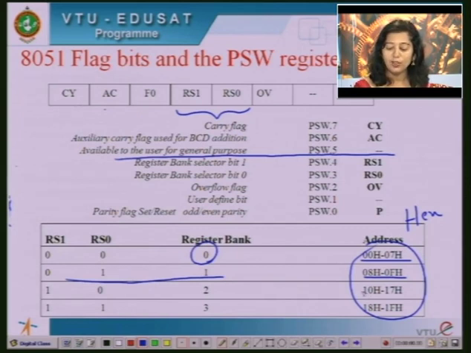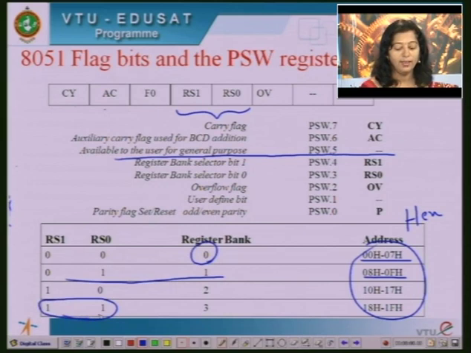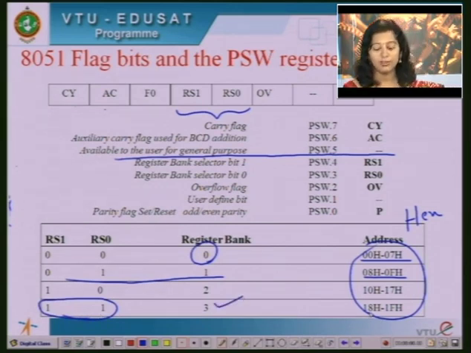So 10 here represents the 16th memory location in the decimal system. 10 stands for 16. So on. Now the last one is 11. When both the register select inputs are high, it will select register bank 3, and the address for this will be from 18H, where H represents hex, to 1FH.